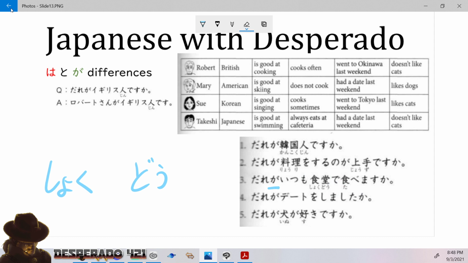So Takashi-san ga shokudo de tabemasu. Very good. Tabemasu. Desu? Okay, no desu. Right, because it's masu form. Masu form doesn't use desu. Oh, yeah.